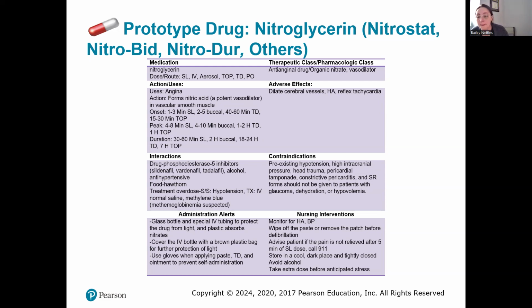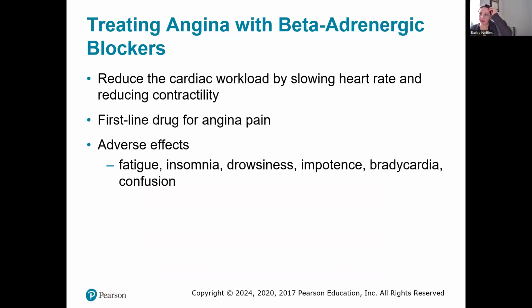Okay, it needs to be stored in a cool, dark place and tightly closed. Avoid alcohol. And tell them if they're going to be in a stressful situation, take an extra dose, okay? So if I know I'm about to go on a hike or a walk or whatever I'm about to do, I might want to take one if I know I'm going to have the angina, the stable one, right?